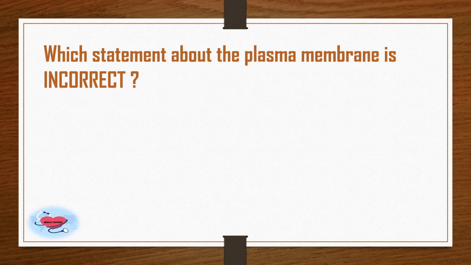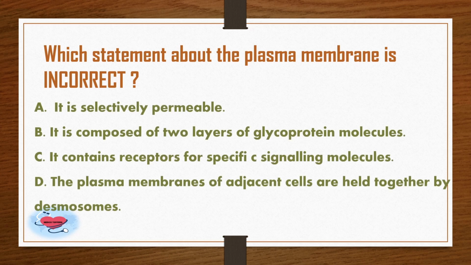Which statement about the plasma membrane is incorrect? It is selectively permeable. It is composed of 2 layers of glycoprotein molecules. It contains receptors for specific signaling molecules. The plasma membranes of adjacent cells are held together by desmosomes. And the answer is option B. Actually, the plasma membrane is indeed made of 2 layers, but they are phospholipid, not glycoprotein molecules.